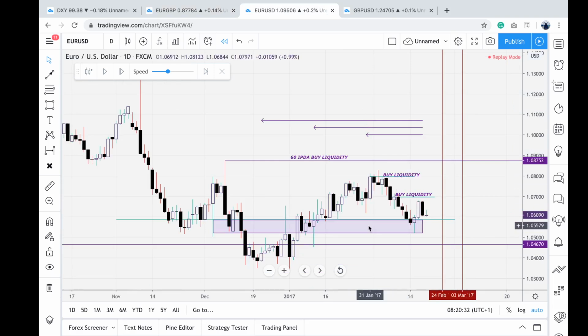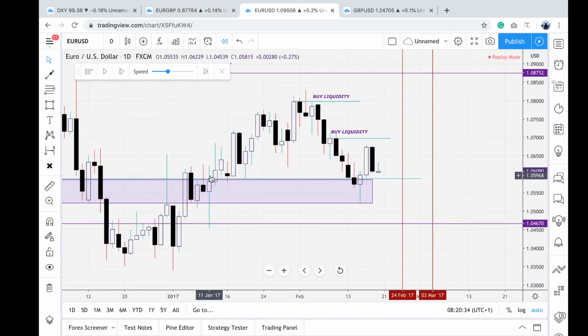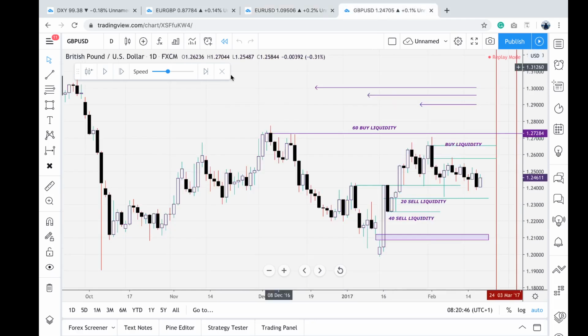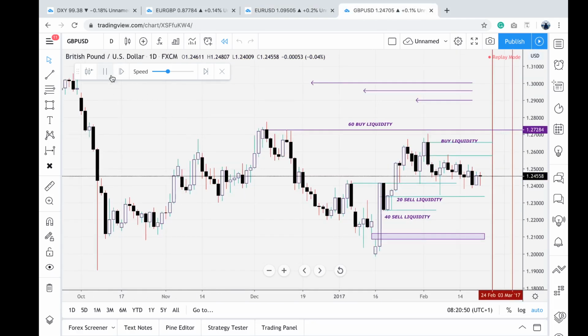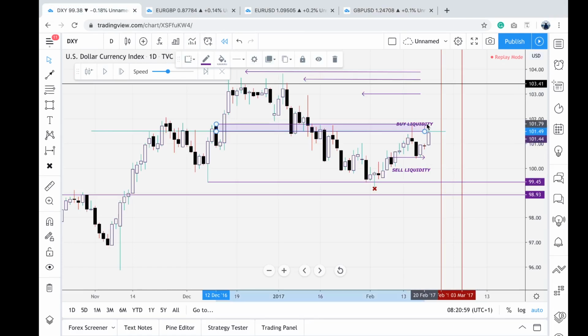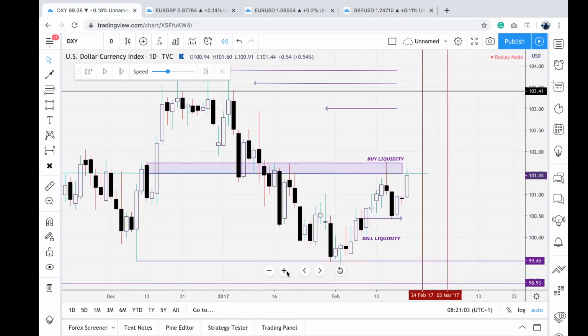Euro dollar, let's see what euro dollar actually does. We see bearishness on euro dollar. We're not trading yet. So euro dollar bearishness all the way back down. British pound US dollar, still in a range bound market. All right, so DXY, since we're getting back to a premium level, there's still buy liquidity at the top of this week. So let's see what the market does.